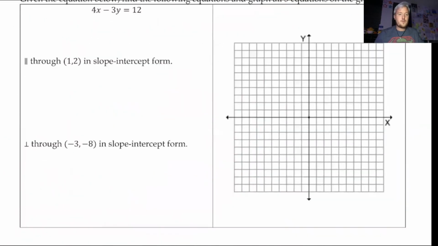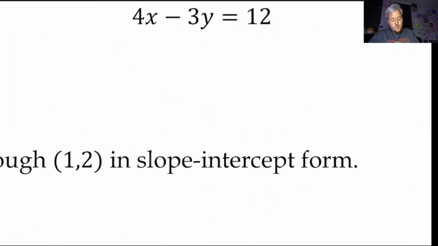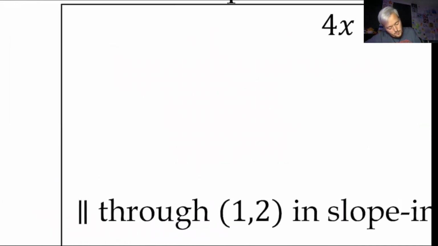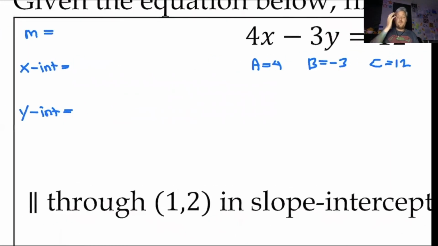All right, so now down here, this is like the heart of the lesson. So given the equation below, we want to find the equation and graph all 3 equations. So here's the original. So what I'm going to do is find the slope, the x-intercept, and the y-intercept. So I know my a value is 4, b value is -3, and my c value is 12. So I'm really going to use this as the base information for everything I have below.